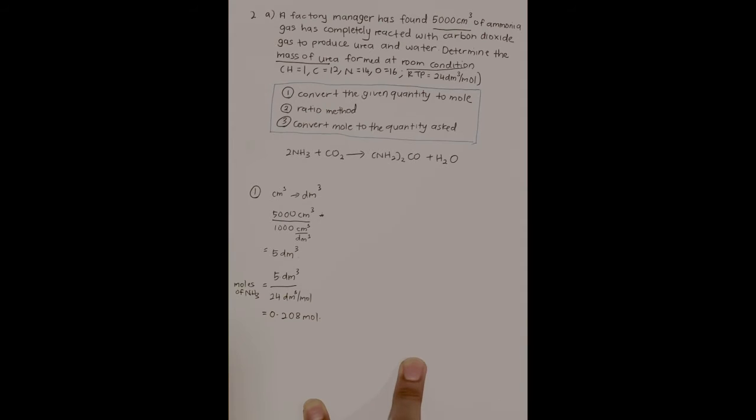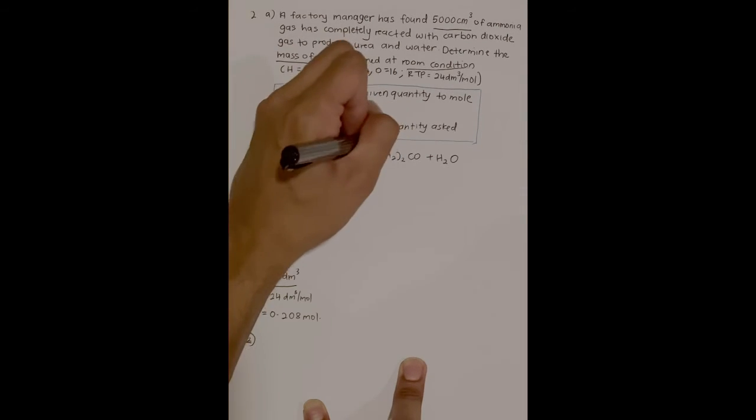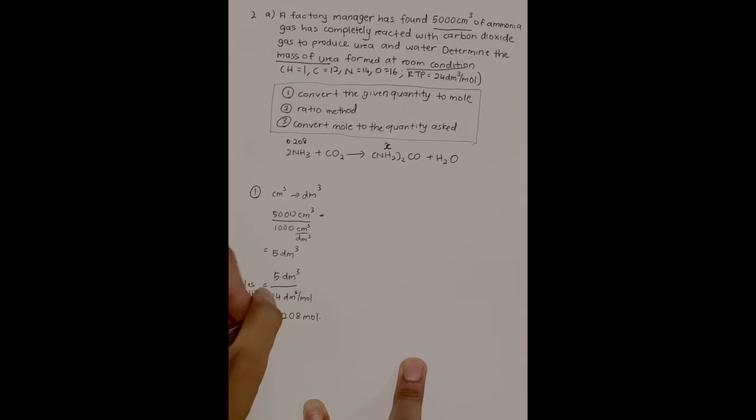Okay, so second step is ratio method. Now let's see here, what do we know? We know how much of ammonia moles we have, that is 0.208. What we are finding for is urea, we don't know, so we are going to put an X here. Okay, so you know how to do the ratio method, right?